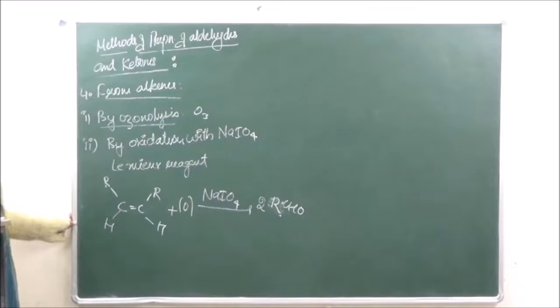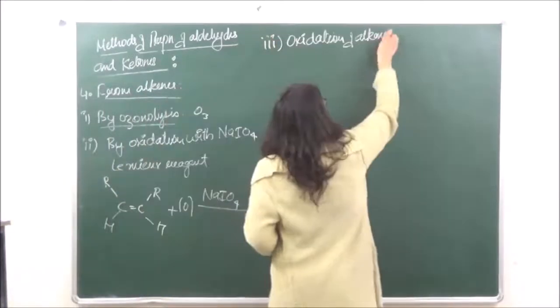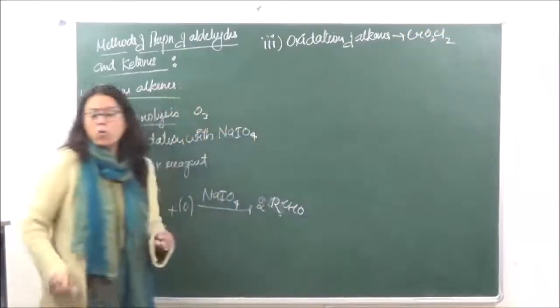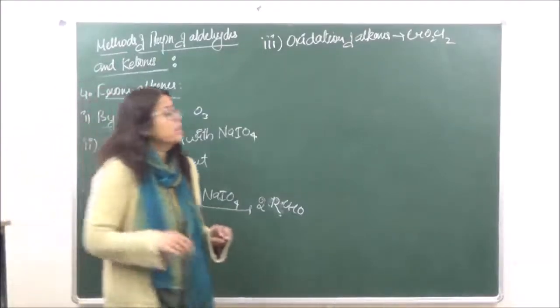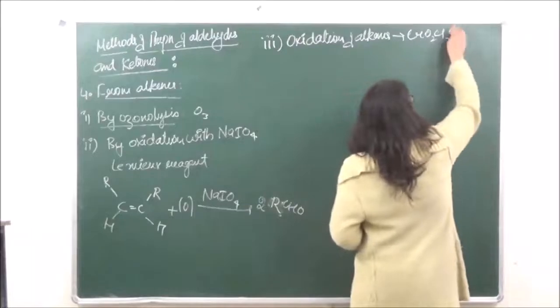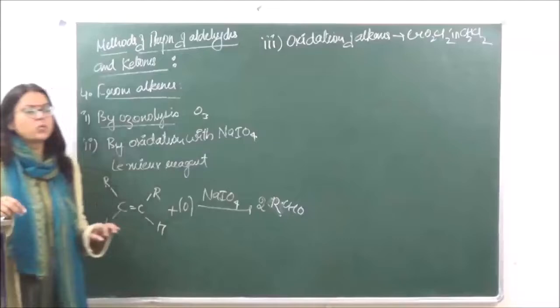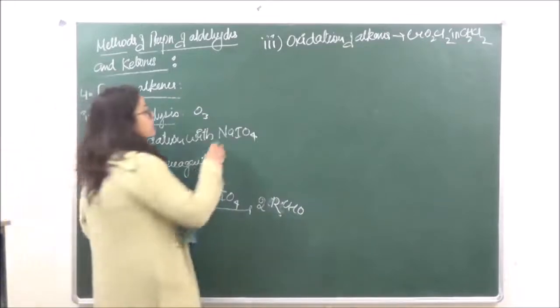Okay. Also, we can oxidize alkenes to aldehydes and ketones in presence of chromyl chloride. So the third method is oxidation of alkenes in presence of an oxidizing agent which is CrO2Cl2. Now over here also we need an inert solvent, so we take CH2Cl2. So if we react anything with a double bond, that is going to be converted into its respective aldehyde.